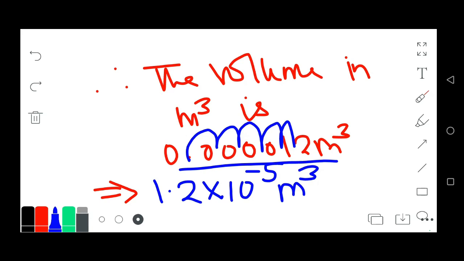So this is about volume. So make sure that you understand what kind of unit you are changing. Is it the length? Are you dealing with the volume? Or are you dealing with any other? Okay, but for the volume, meaning you have to cube the conversion factor or the conversion unit.